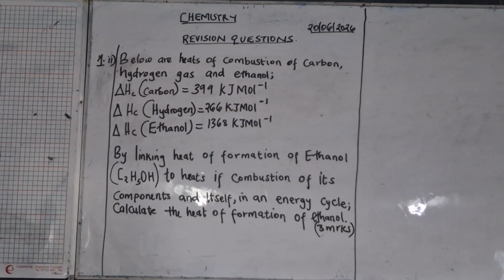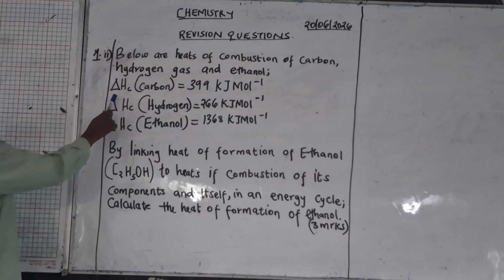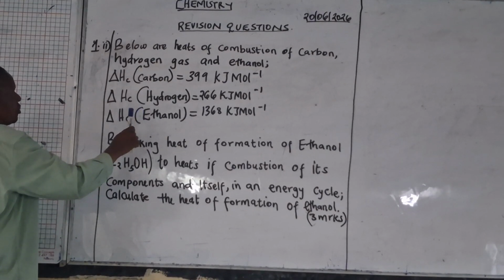Question 2. Below are heats of combustion of carbon, hydrogen gas, and ether. So this is the enthalpy of combustion of carbon, which is 399 kilojoules per mole.